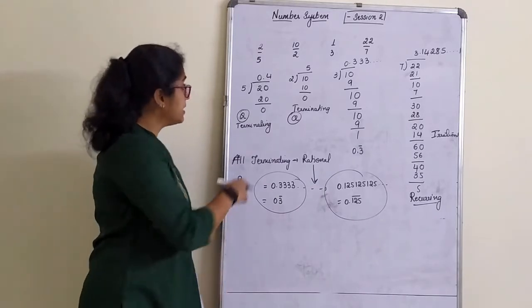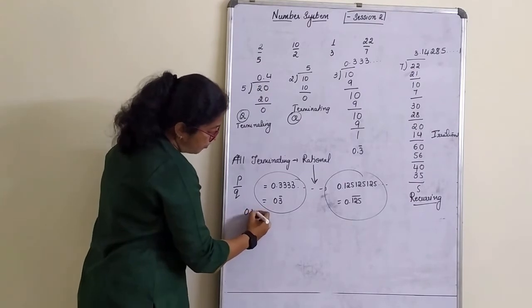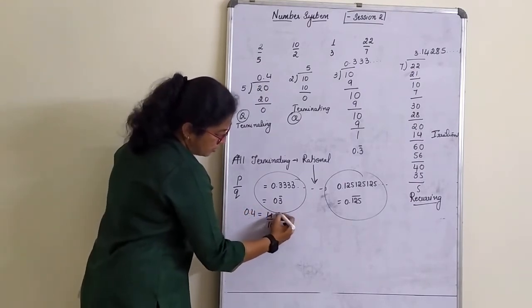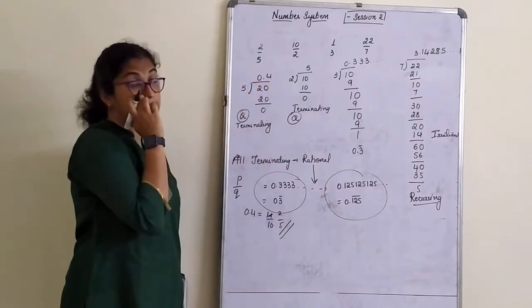Now you can ask me, for example, 0.4, if I have to represent this in the form of P by Q, how do I do it? 4 by 10. 2 2s are 4, 2 5s are 10. I got the original answer here.